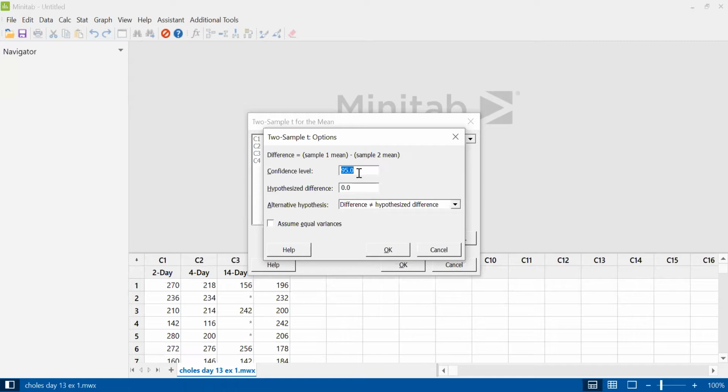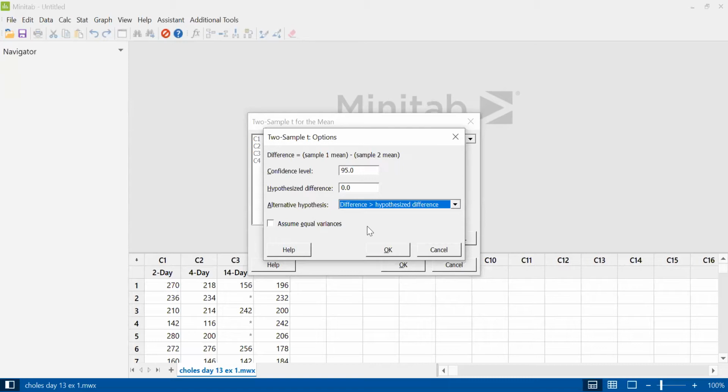Here's my confidence level. So when I get to my CI, I can change that all I want. Remember, for a test, it doesn't mean anything. That's the default at 95. My hypothesized difference, this is my null. Remember, it's always 0. This is not going to change from 0. It defaults to 0. We're not going to change it. And now here, my alternative hypothesis. I need to change this to match my HA. Remember, the HA we said was a greater than. So we're going to stick with the greater than there.